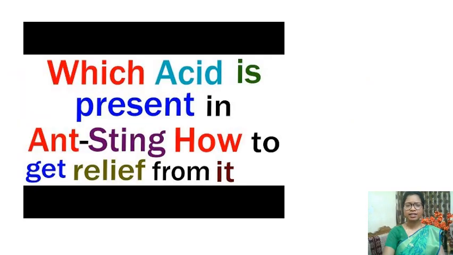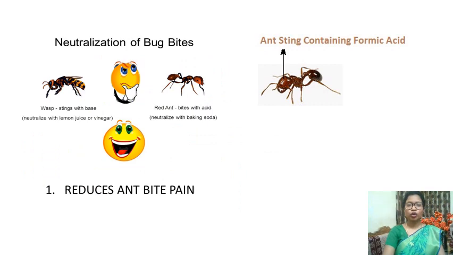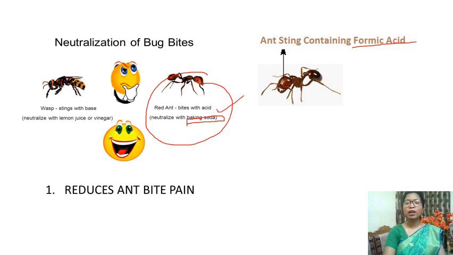Now, which acid is present in an ant sting and how do we get relief from it? You see, red ants or any ants release formic acid, that is an acidic substance. So what are we going to take for neutralizing it? We will take a base. So what is the base we can use for neutralizing? This is called baking soda. And when you apply baking soda, it reduces the ant bite pain.